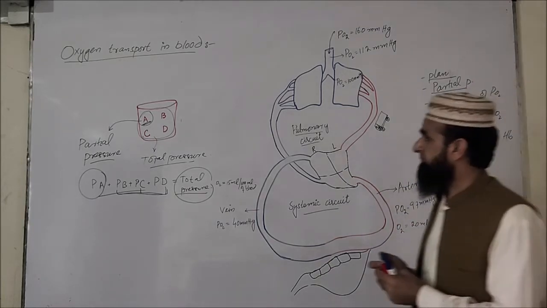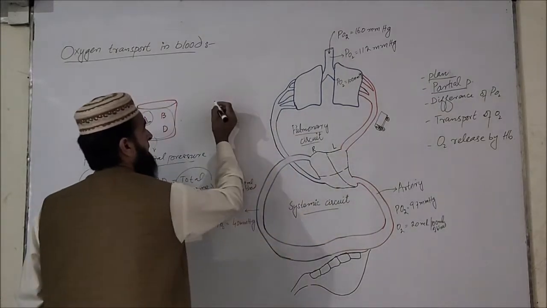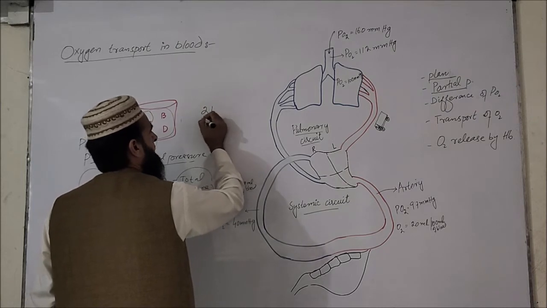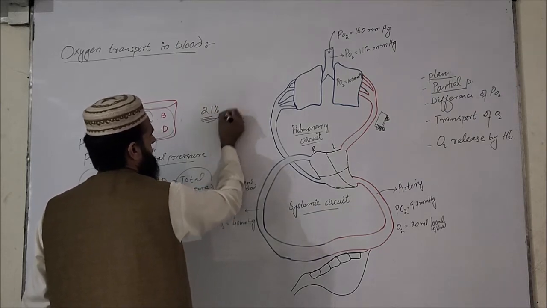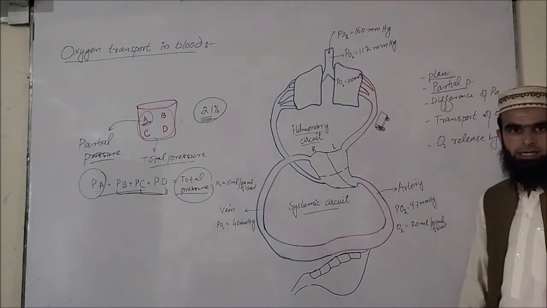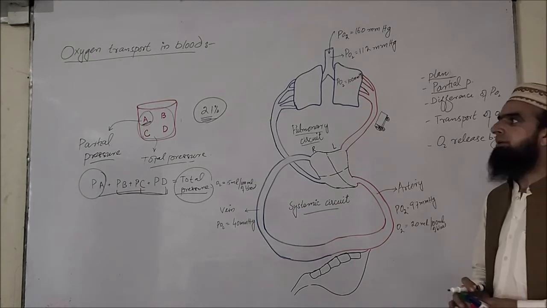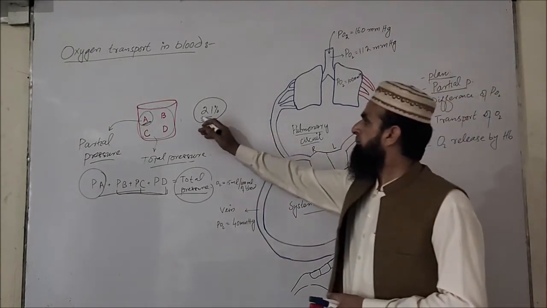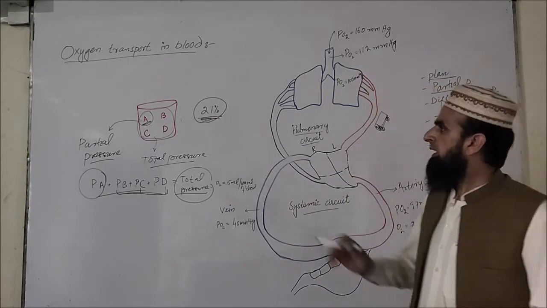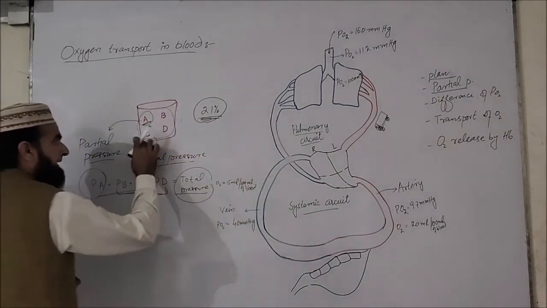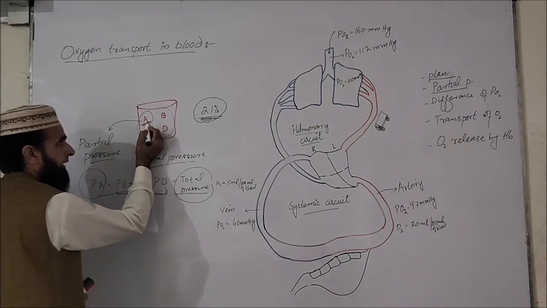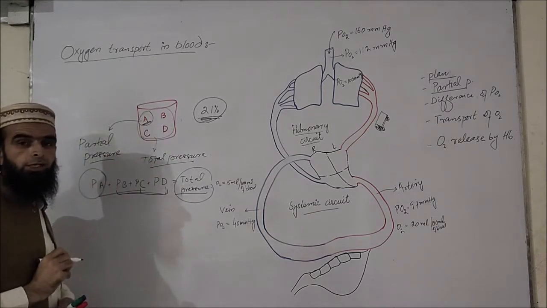You people must be aware that the inhaled air contains 21% oxygen. 21% of oxygen is there in the inhaled air. This has been discussed in the previous topics. So if the inhaled air contains 21% oxygen, this means that out of that whole mixture of gases being inhaled, say for example, this A is oxygen, the O2 molecule now.